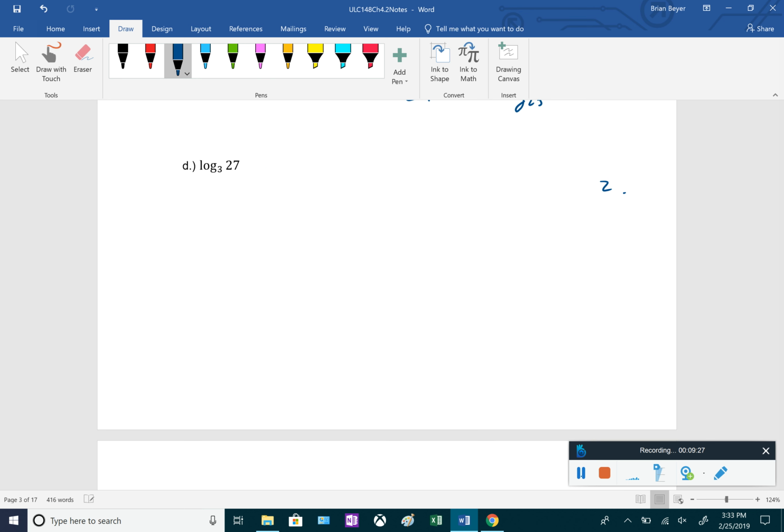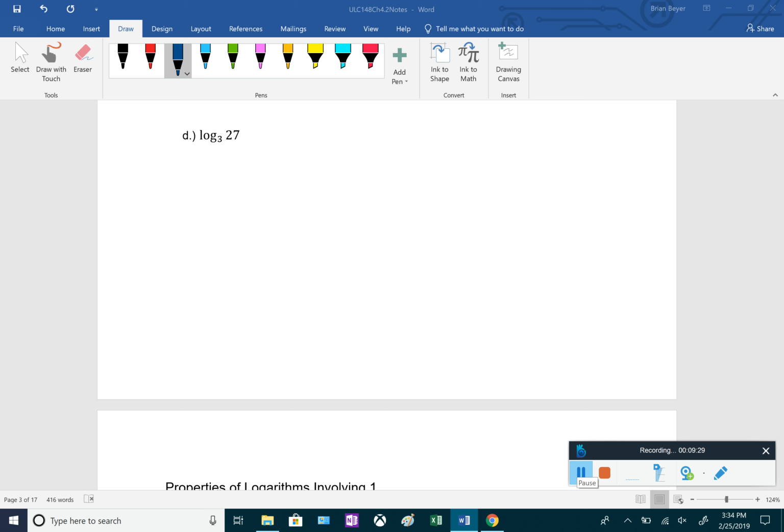And for the last one here, for D, log base 3 of 27, set it equal to x, convert it to exponential form. That's going to be 3 to the x equals 27. So we think, what do we have to raise 3 to in order to get it to 27? The answer is 3, because 3 cubed equals 27. So that means log base 3 of 27 equals 3.